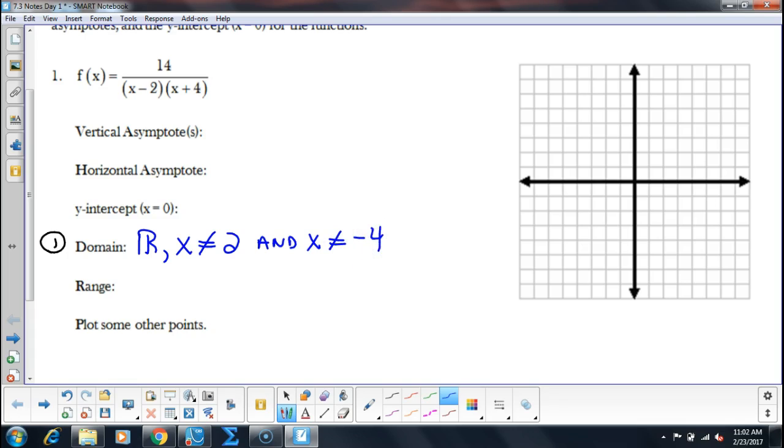Okay? That tells me what then? That your vertical asymptotes are x equals 2 and x equals -4. So I just take out the not equals parts, and that tells me what my vertical asymptotes are.